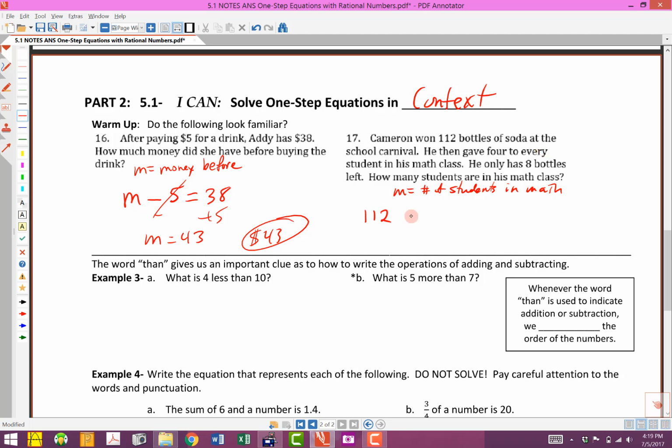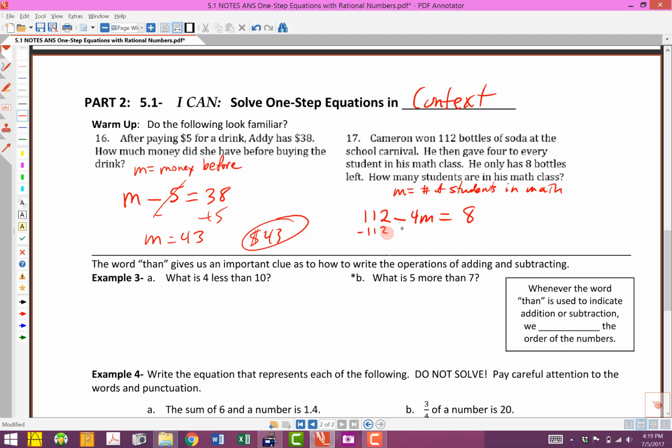Well, what we're doing is we're multiplying the number of students in his math class by 4, and then we would subtract that because that's going to decrease from his total. He's got to give that many away. And then it says he only has 8 bottles left. So he was really generous. He had 112, so he decided to give 4 away to everybody, and then he's going to keep 8 for himself, and then we can go through and we can solve that.